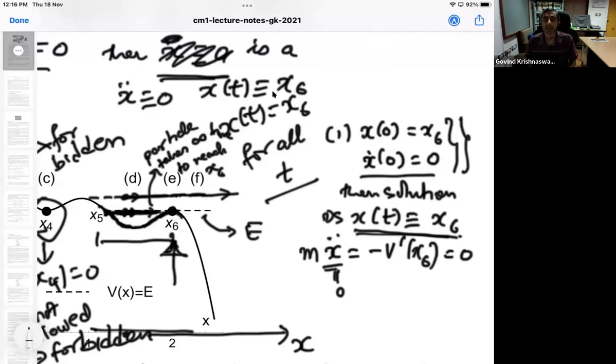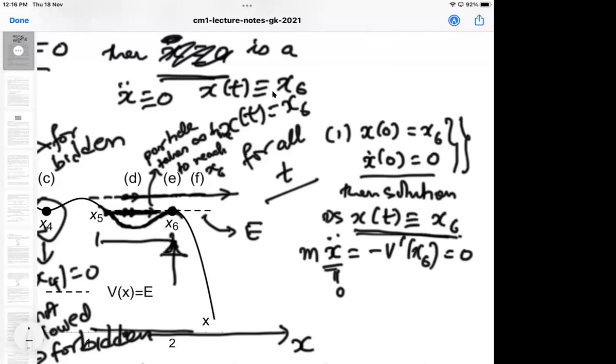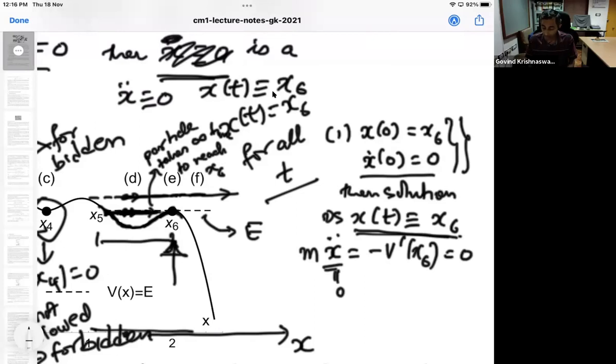Now I claim that there is another solution. By the way, though I started this solution at t equal to 0, there is no harm in extending it backward in time. I can start it at minus 10 and minus 100 and minus 2000 also. So there really is a solution where the particle is forever at x6, from the infinite past to the infinite future. Are you comfortable with that kind of solution? Yes, sir.